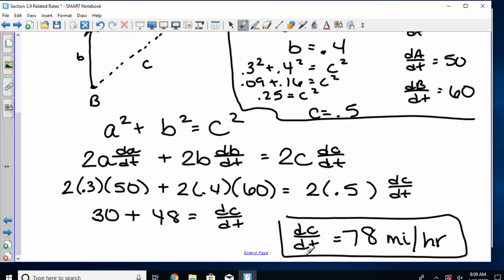If both cars are driving, would they be approaching each other faster than either of those individual speeds? Yes, because they're going towards each other. Okay. Questions on that?